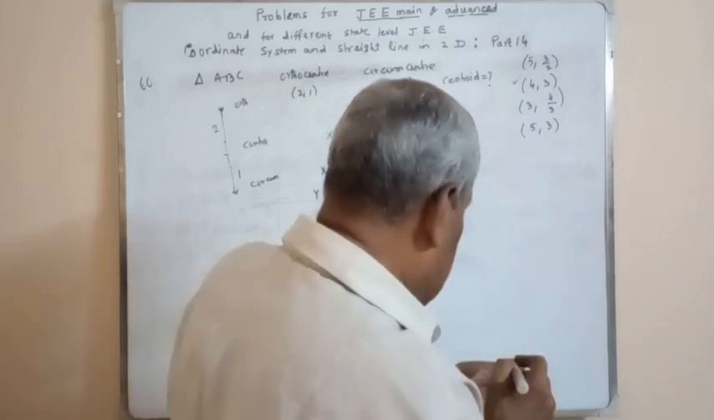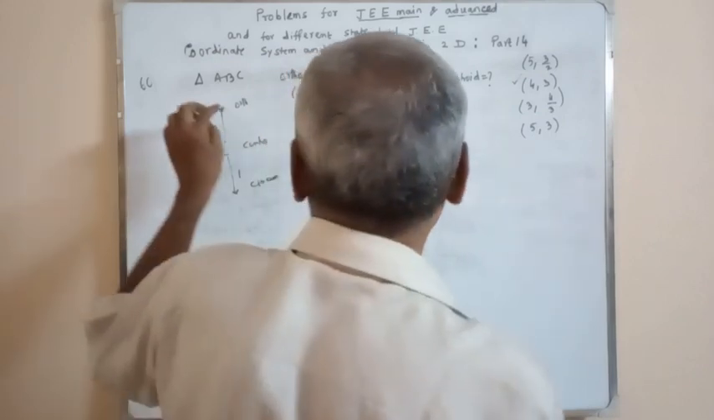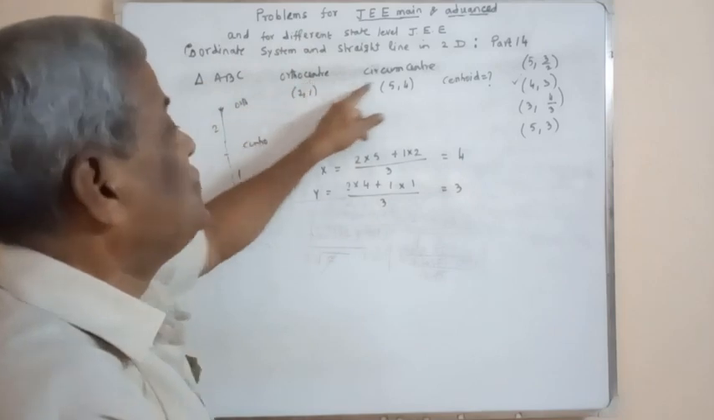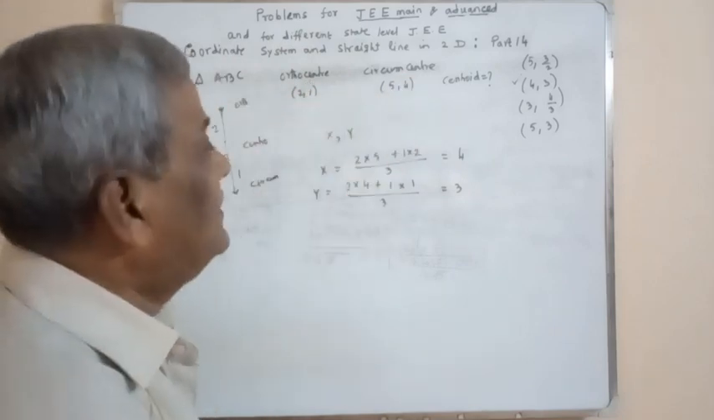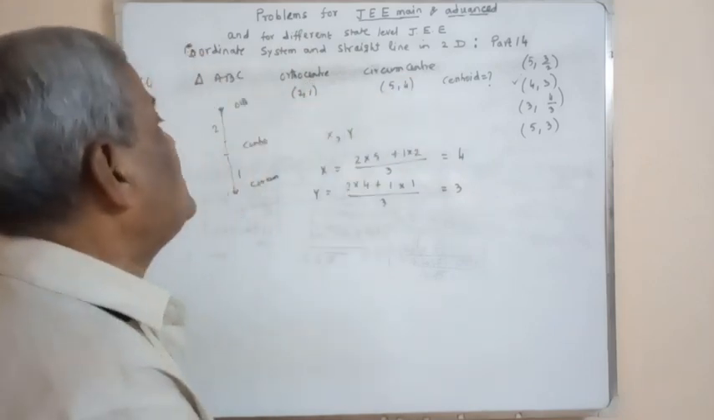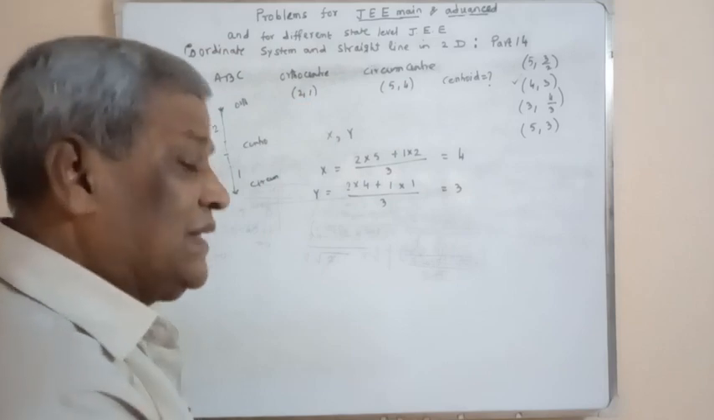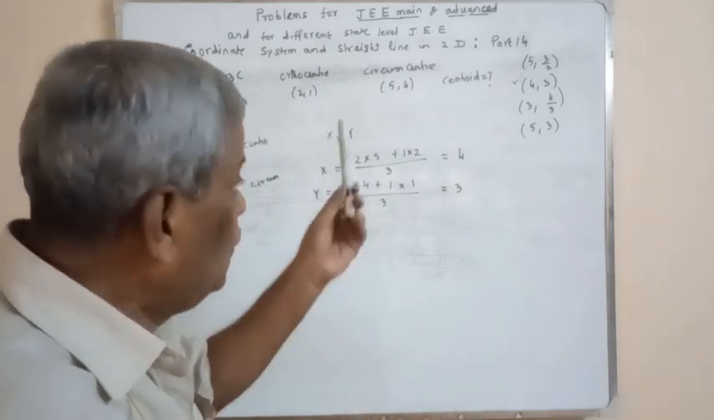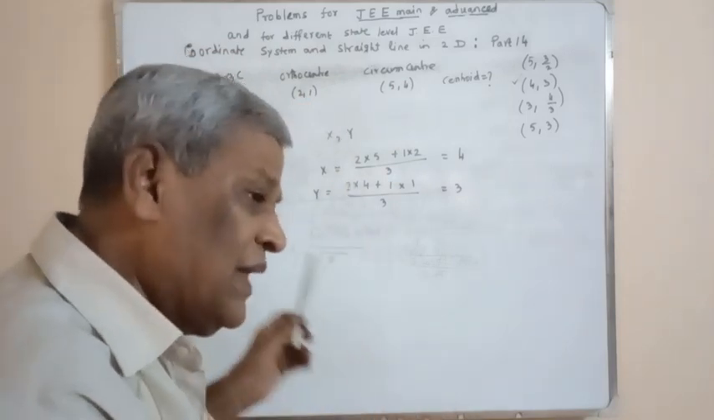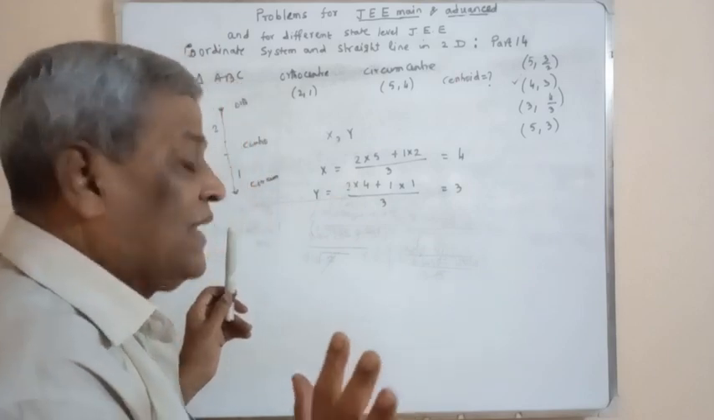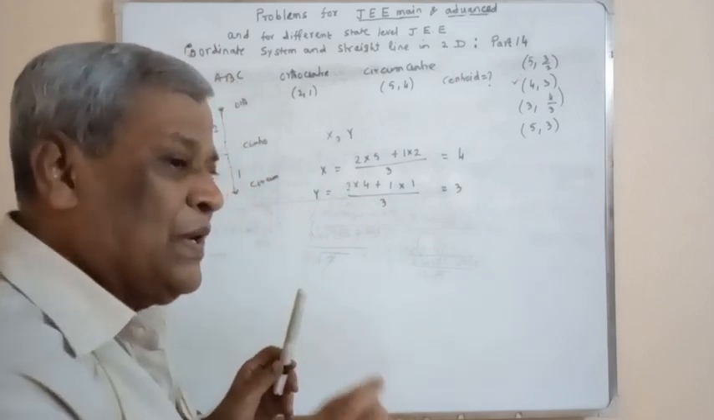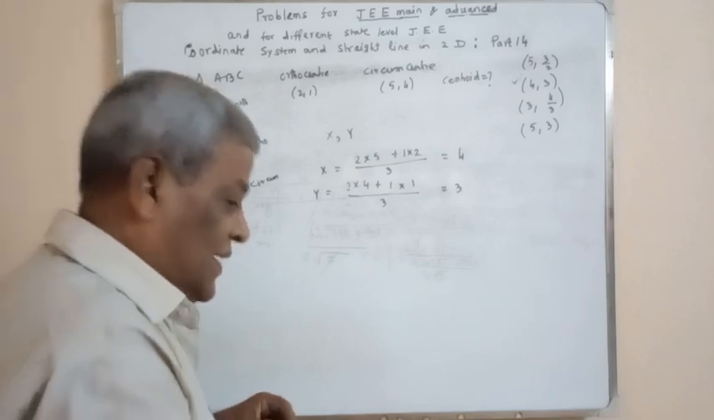If that information is known to you, that these three are collinear and the centroid divides the orthocenter and circumcenter internally in the ratio 2:1, then very easily we can obtain that. This is a very important type of problem. So next.